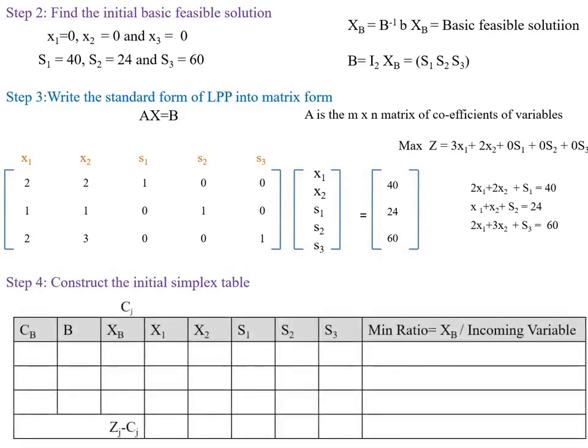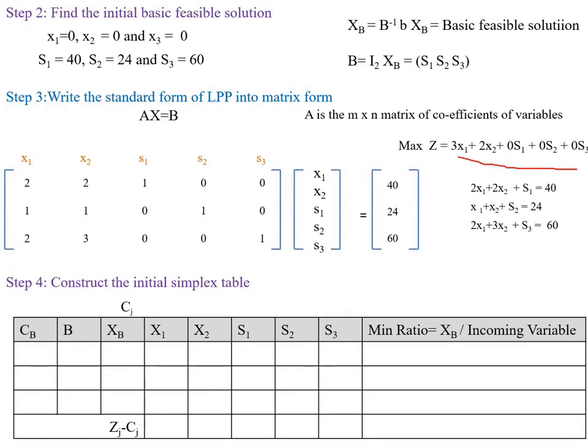So this is the initial simplex table. Here Cj is the cost coefficients for the variables, obtained by observing the objective function, and Cb is the initial cost coefficients for the slack variables. B is the basic slack variables. Xb is the initial basic feasible solution for the basic slack variables.